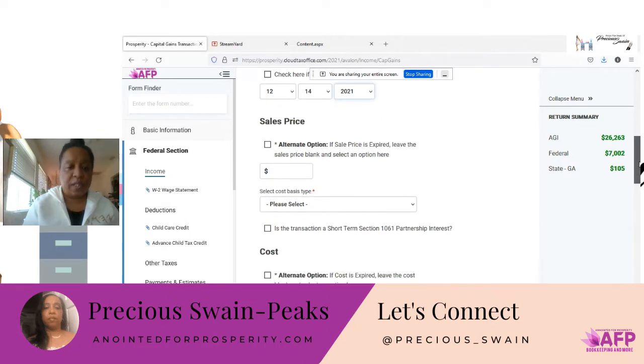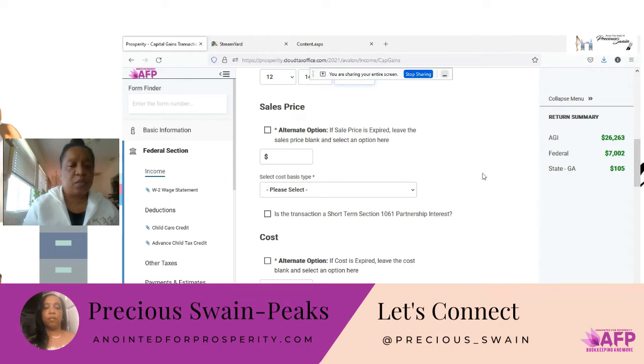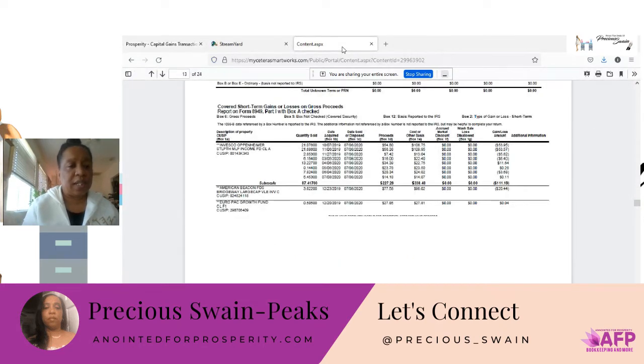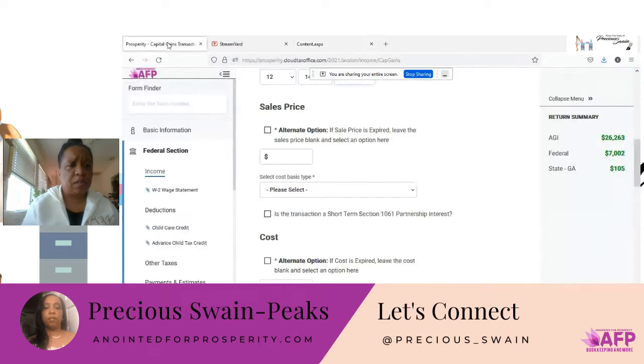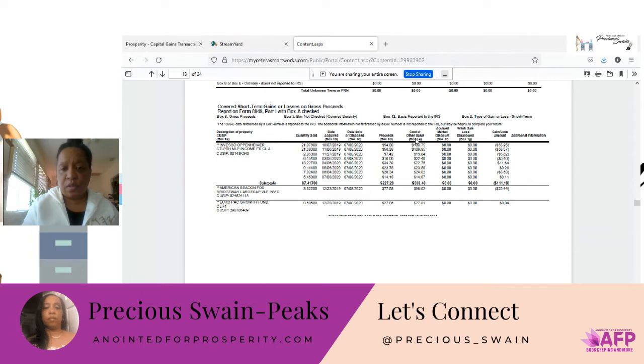It asks, what was the sale price? What were their proceeds? I'm going to switch screens for you really quickly. This is a 1099-B composite. We're doing sections, so we're not doing individual one by one. Quantity sold would appear in your description in most cases if you're doing individual. For a section, it's not necessary. But your sale price is your proceeds. So for this particular section, the proceeds is $227.29. So we would go back over and we would put in 227.29.